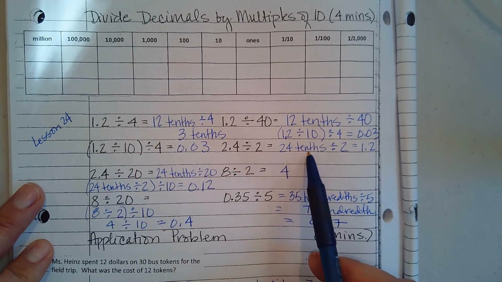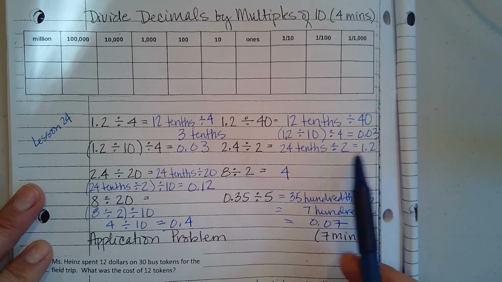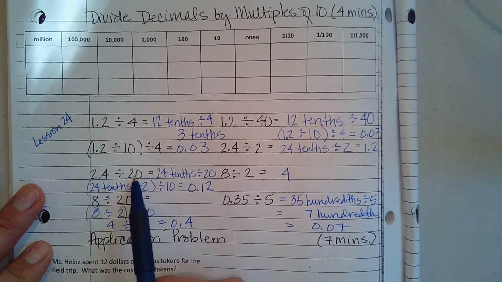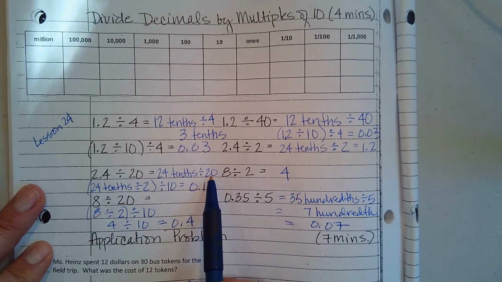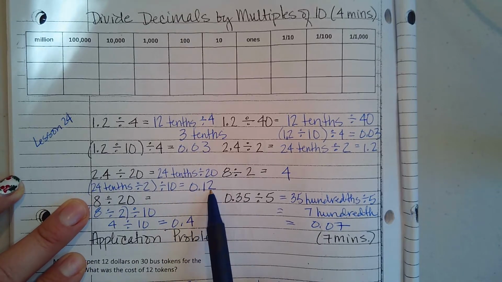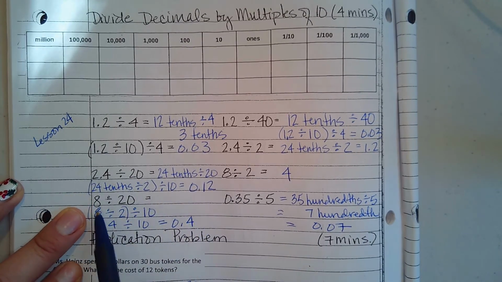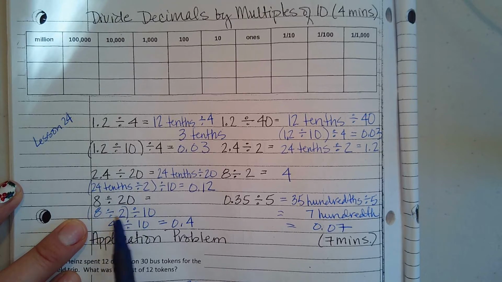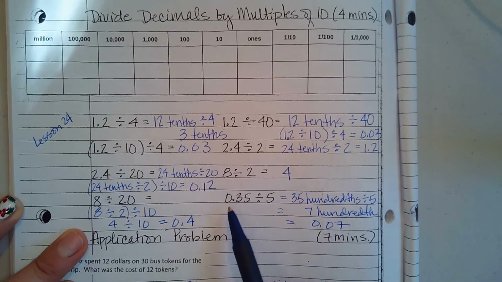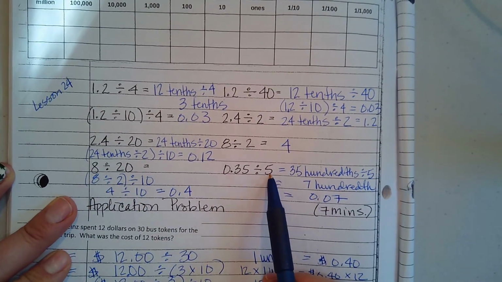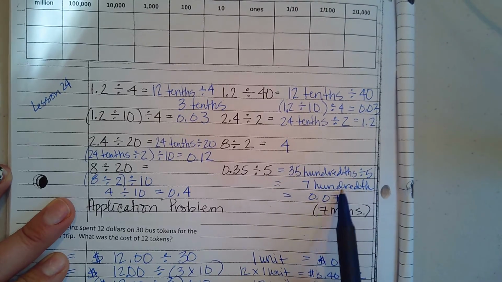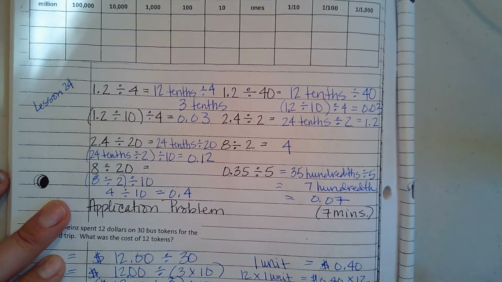2.4 divided by 2 is 24 tenths divided by 2, which is 1.2. You have to have one number in the tenths. 2.4 divided by 20 is 24 tenths divided by 2 divided by 10, which is 0.12. 8 divided by 20 is 8 divided by 2 divided by 10, and 4 divided by 10 is 0.4. And then 0.35 divided by 5 is 35 hundredths divided by 5, which gives you 7 hundredths, 0.07.